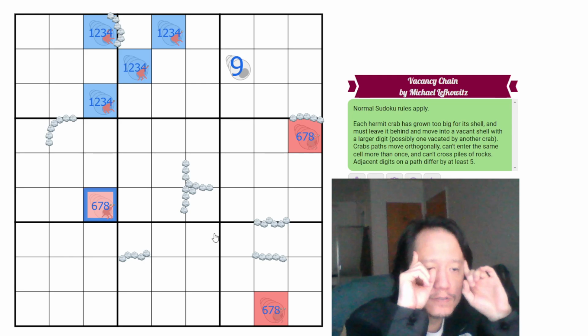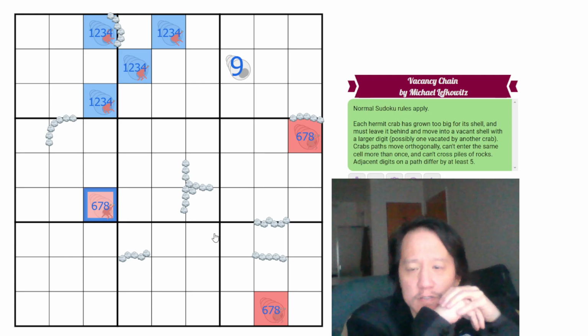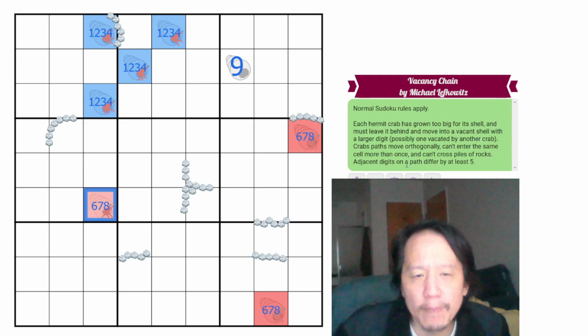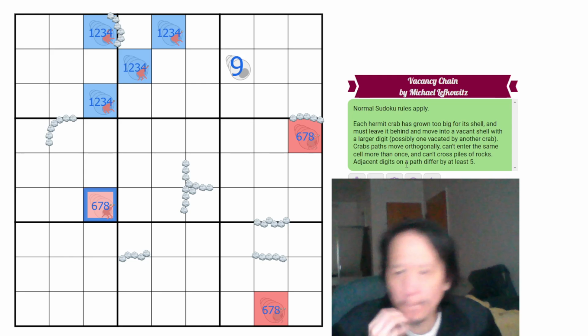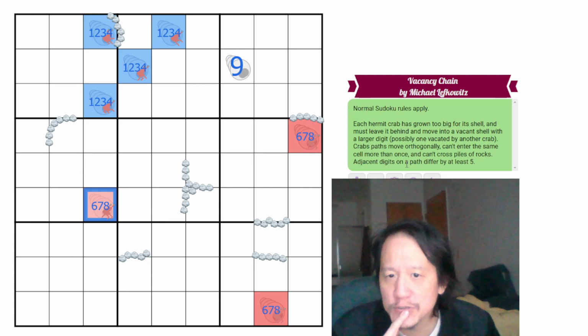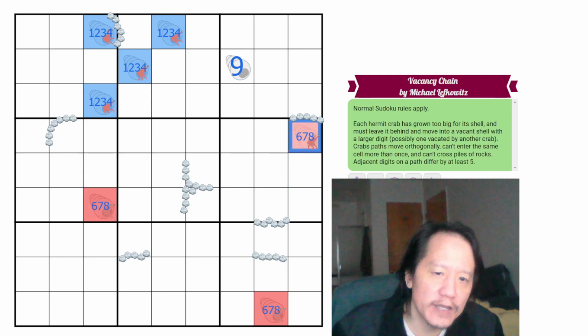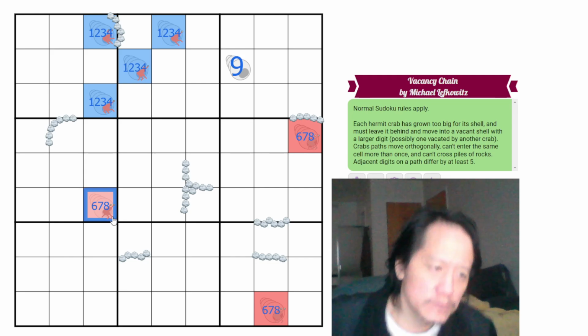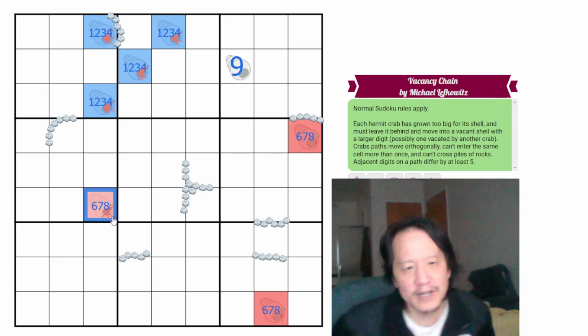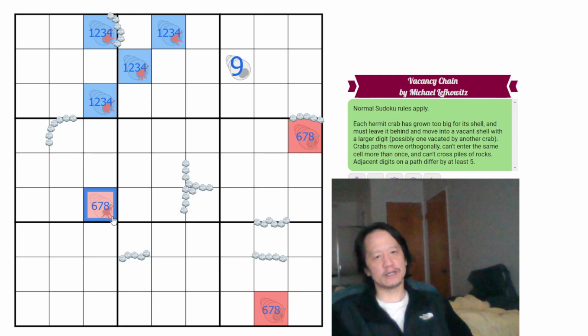Because remember, the paths can cross. There's nothing that blocks that, right? But the paths cannot enter the same cell more than once. So this is 9. It has to have one of the 8s go to it. Which is the question, though. One of them has to be 6, which means the 1 has to be right next to it.